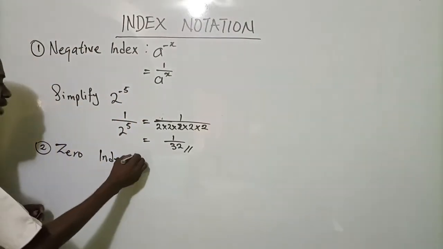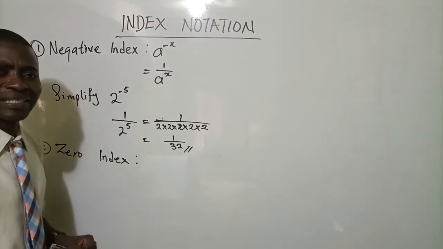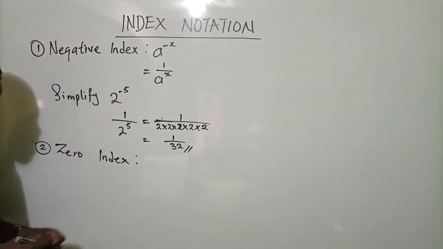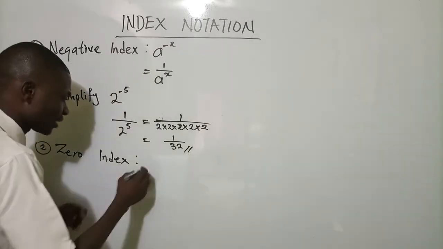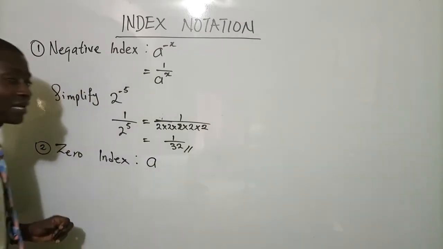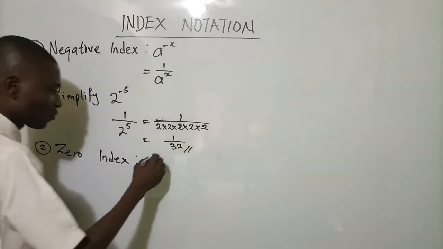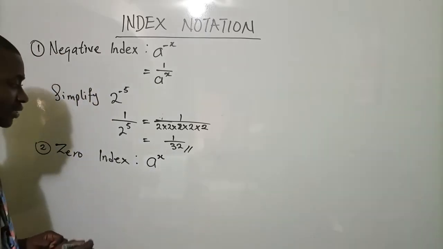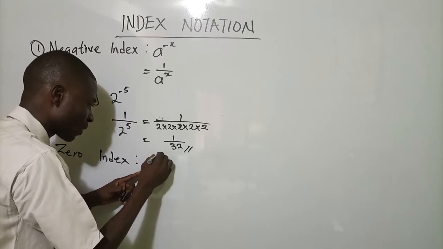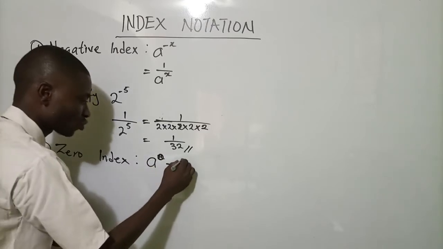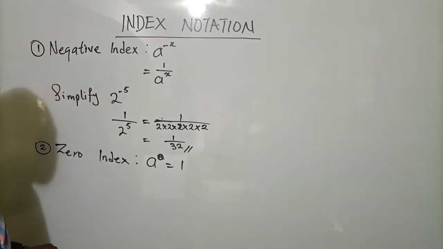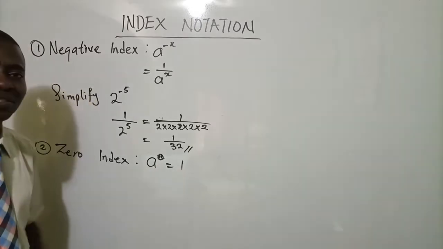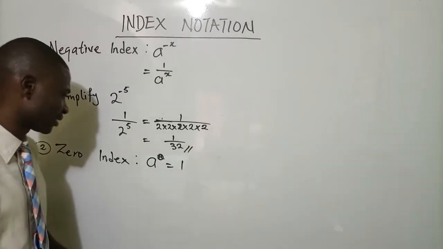This law helps us to understand that clearly. How do we arrive at that? This law says that if I have a power like a raised to the power of x, or a raised to the power of 0, then this is equal to 1. That is, a raised to the power of 0 is equal to 1. How true is this?